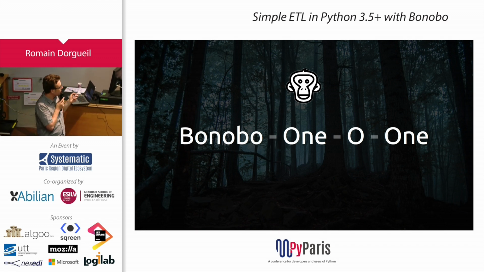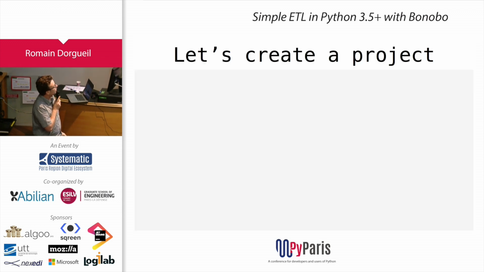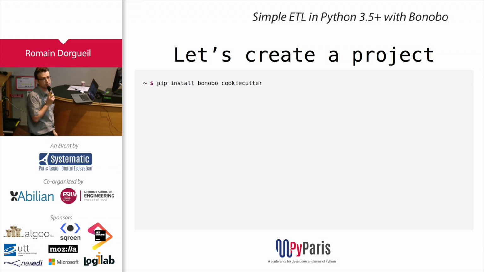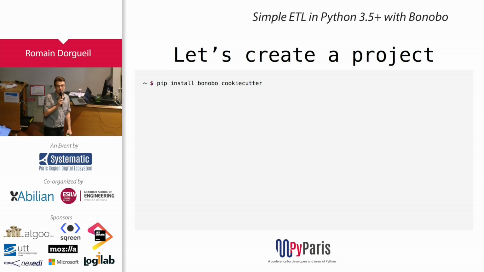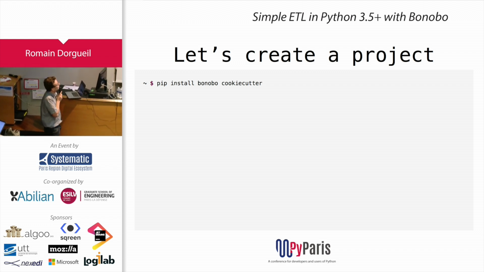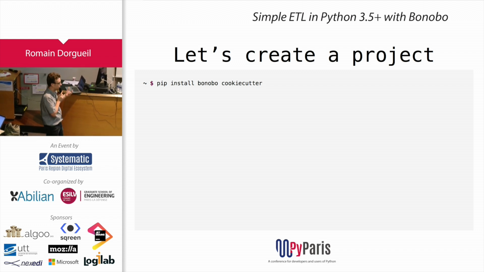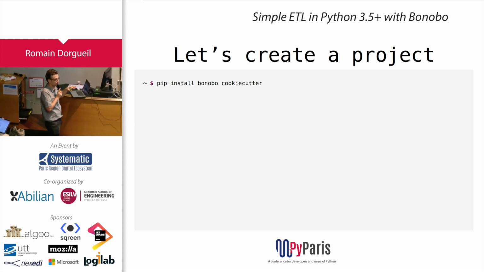So let's see a bit of code. To create a project, today we have to install, I hope everybody can read, even in the back, Bonobo and Cookie Cutter, which is, if you don't know, a simple project that uses templates to build project skeletons.